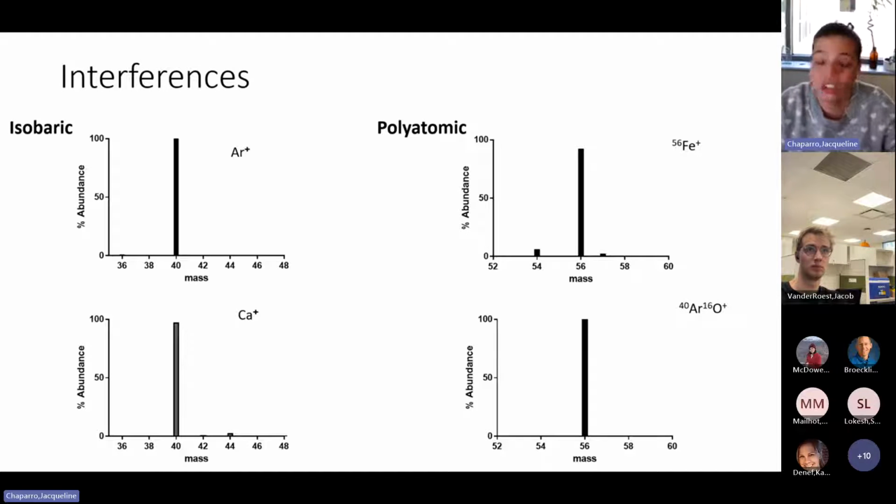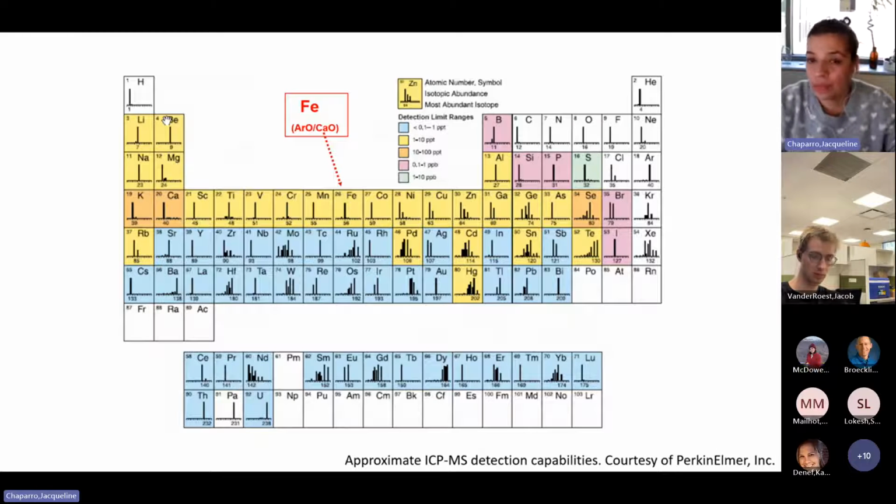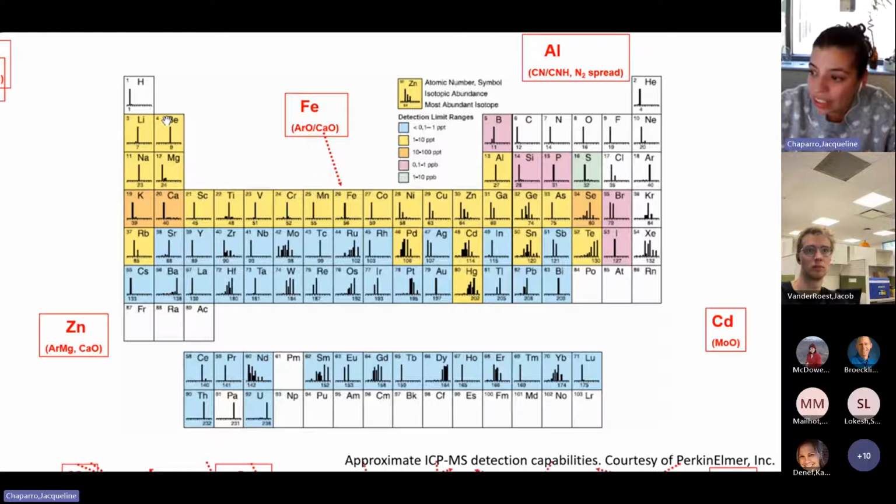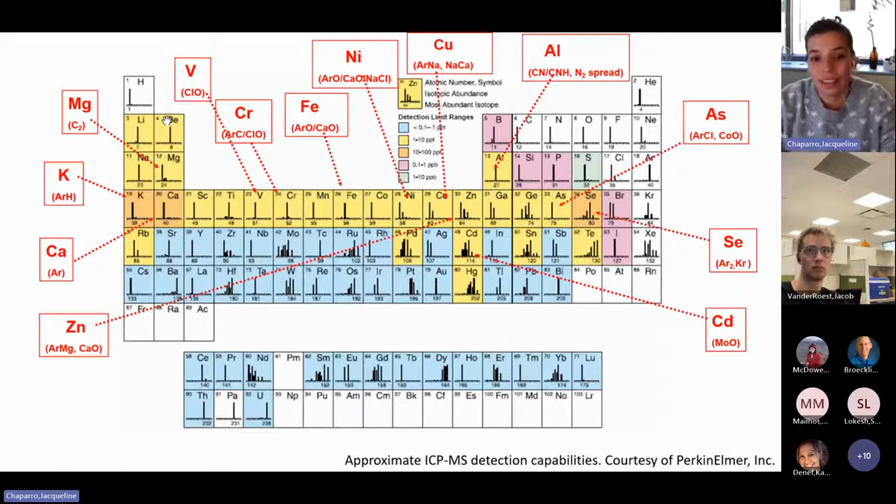It could just distinguish the mass that we're looking at. And so I gave you an example of iron and calcium for polyatomic and isobaric, but the periodic table is full of different interferences throughout that you have to be cautious of and be aware of, so that when you are measuring your samples, you're measuring this accurately.